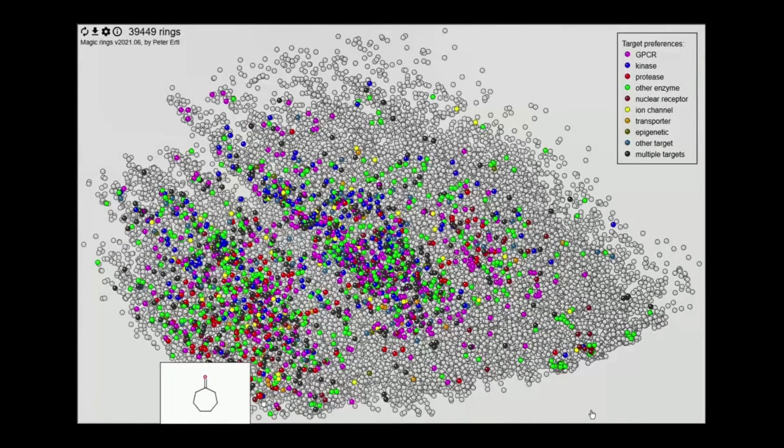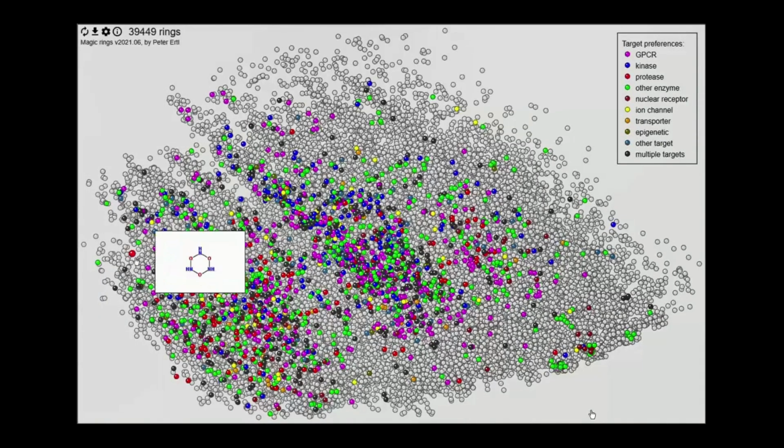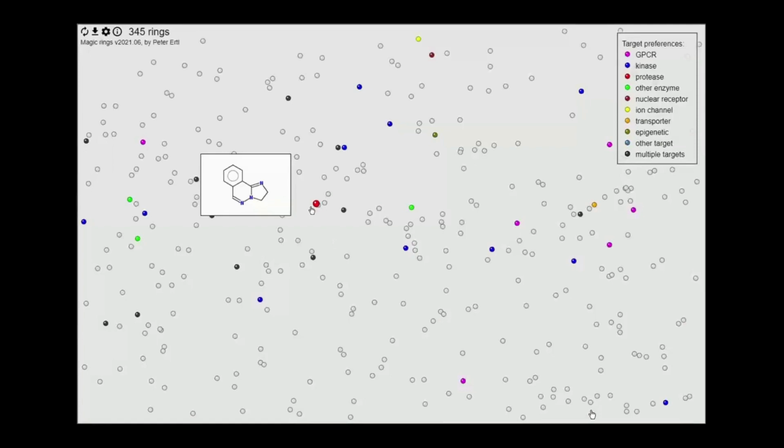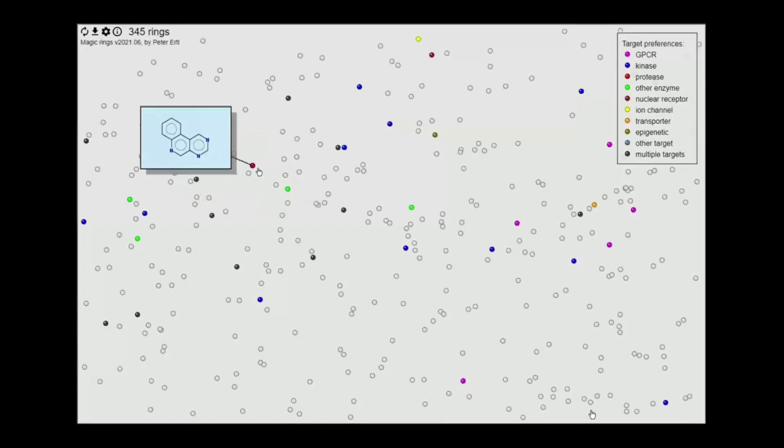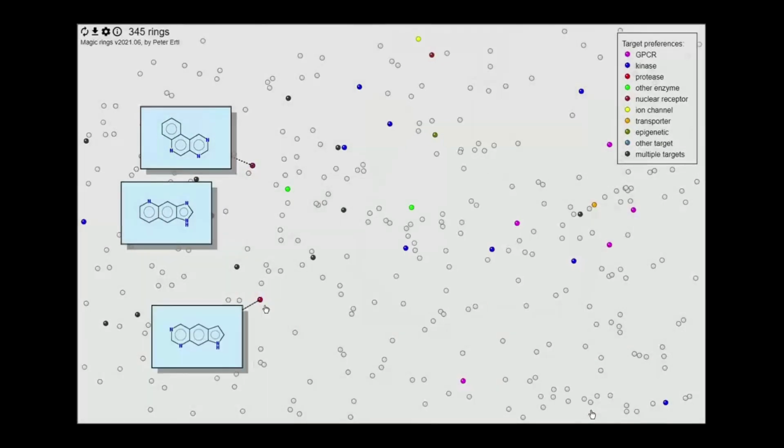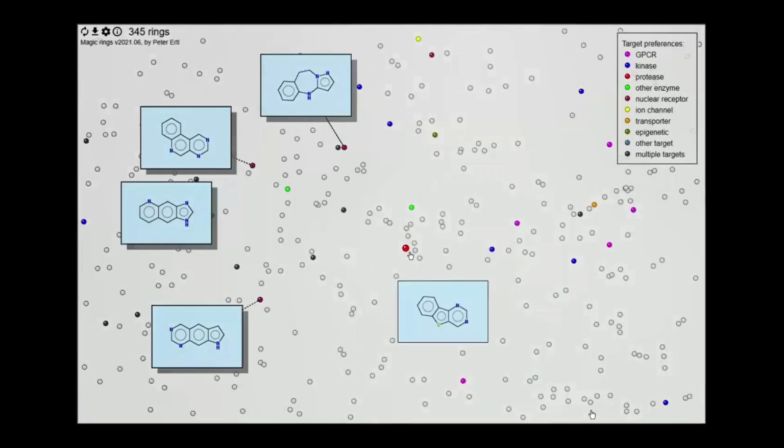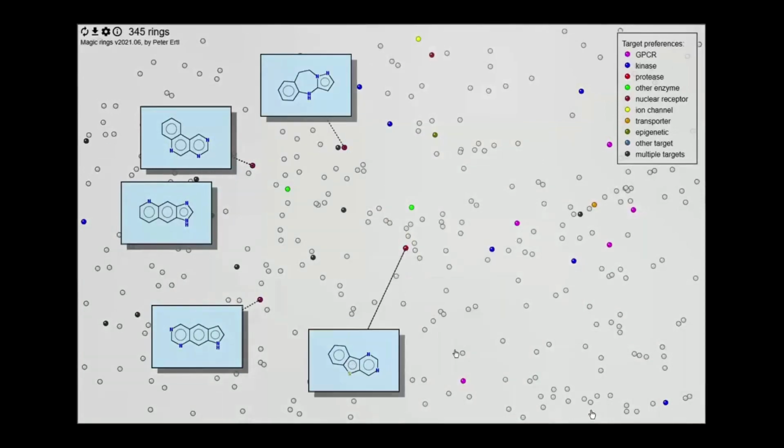If we are interested in some particular area where there is a high density of bioactive rings, we can simply zoom into this area, as you can see. This space contains only 300 rings. Mostly we can see several blue points. That means these points are active as kinase inhibitors. So we can simply pick those kinase inhibitors.